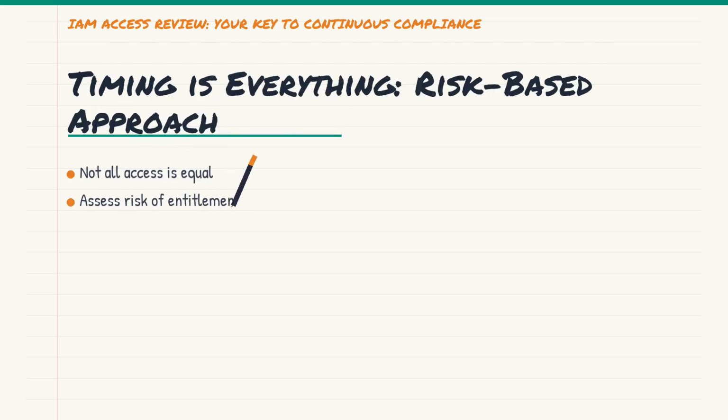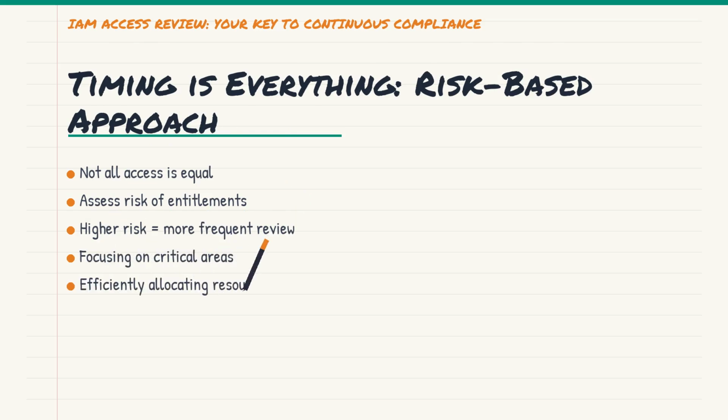How often should these reviews happen? It's not a one-size-fits-all situation. That's where a risk-based approach comes in handy. Think about it, access to a customer database probably needs a more frequent review than access to a public company website. We need to assess the business risk associated with different types of entitlements. High-risk access might get reviewed quarterly, while lower-risk access might be fine with an annual check. This makes sure we are focusing our efforts where they matter most and not getting bogged down in unnecessary reviews.